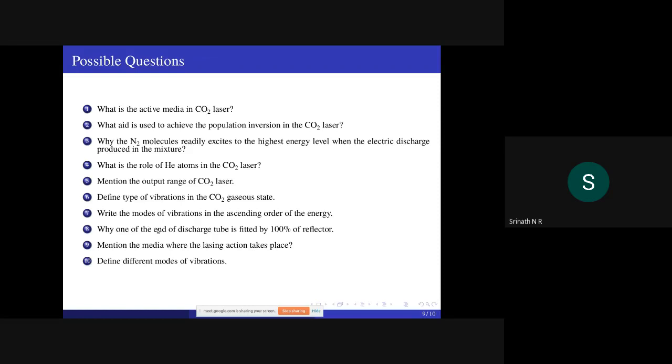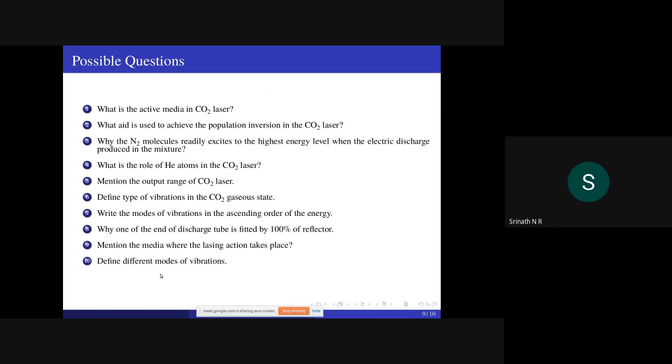Why is one end of the discharge tube fitted with a 100% reflector? To enhance photon density in the active media through multiple reflections. Mention the media where the lasing action takes place in the carbon dioxide laser. The CO2 is the media where the lasing action takes place.